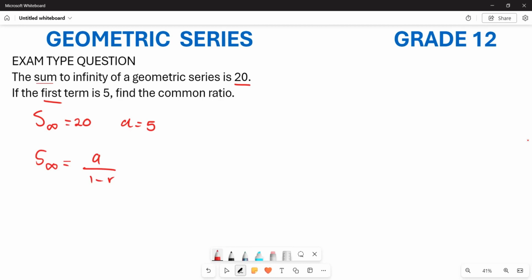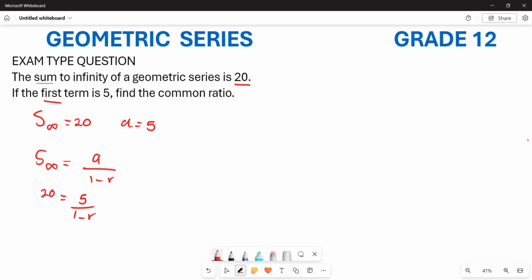So what is it that you already know here? We already know that your sum to infinity is given by 20. So you can simply substitute your 20. Your a is given by 5. Therefore, you have 1 subtract r in here. Now that you have 1 subtract r here, you can come back and try to calculate this.